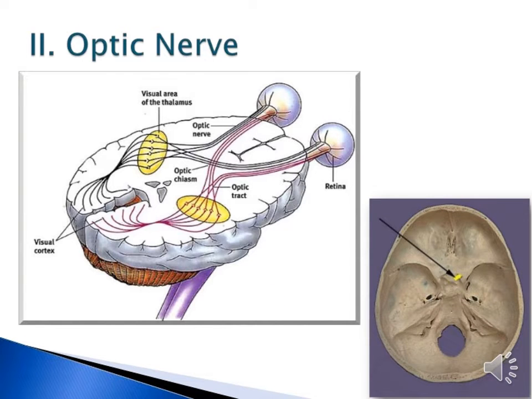This figure shows the course of the optic nerve from the retina to the optic chiasm, which transmits to the optic tract and to the visual area of the thalamus, and from the thalamus it goes and ends in the visual cortex in the occipital lobe of the cerebrum.